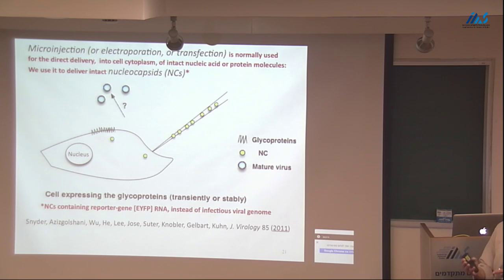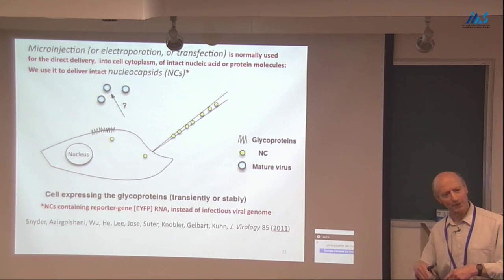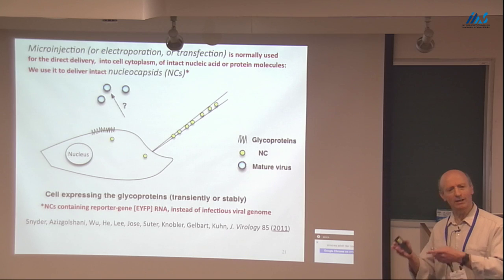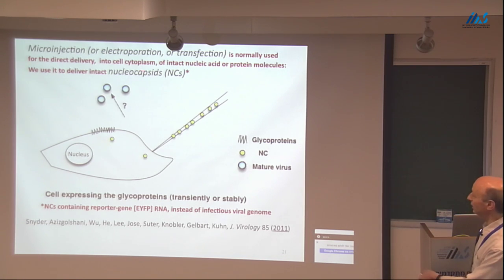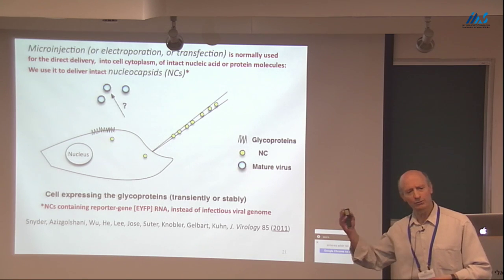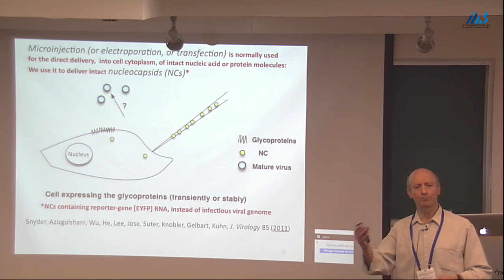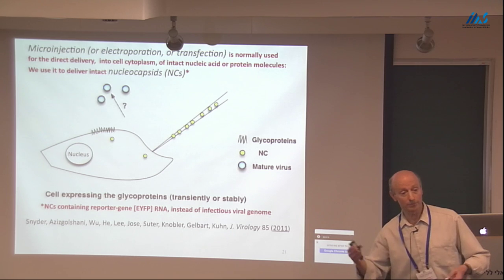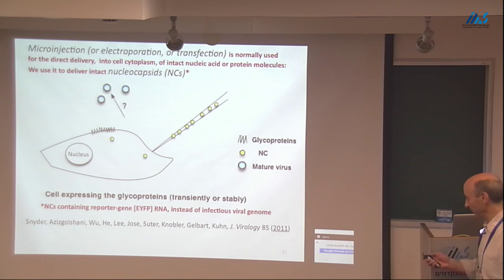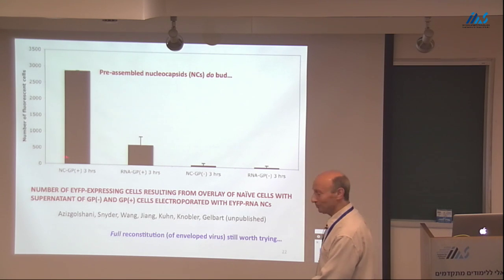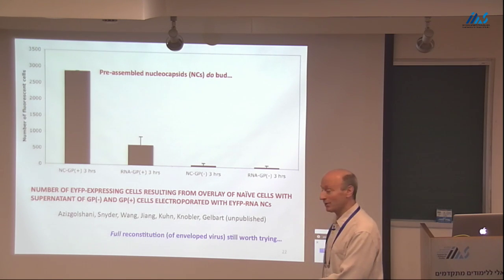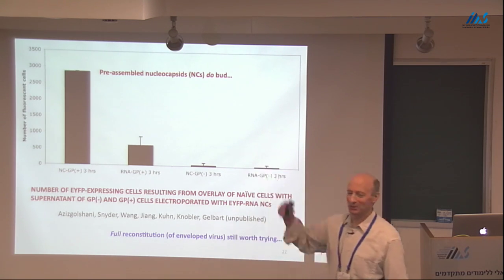So you wouldn't know whether the budding is because of the infection you started or the budding of the reconstituted nucleocapsids that you put into the cell. So instead, we take out the structural genes of the viral genome and put in reporter genes, fluorescent protein in this case. And we find that when you put the nucleocapsids into cells that are expressing the glycoproteins, we count how many infectious particles we get.